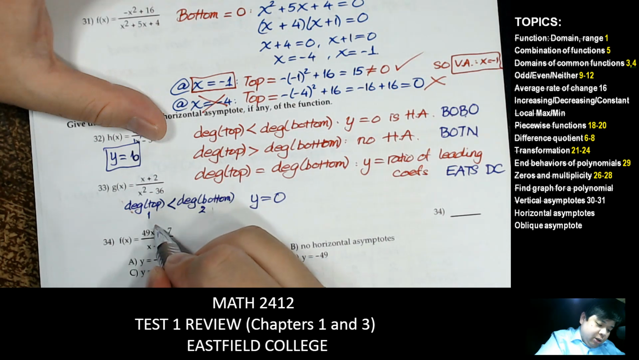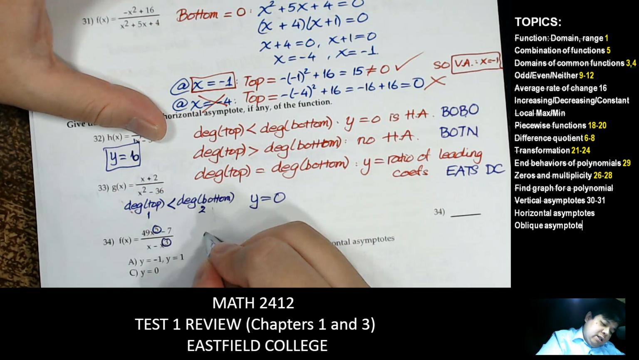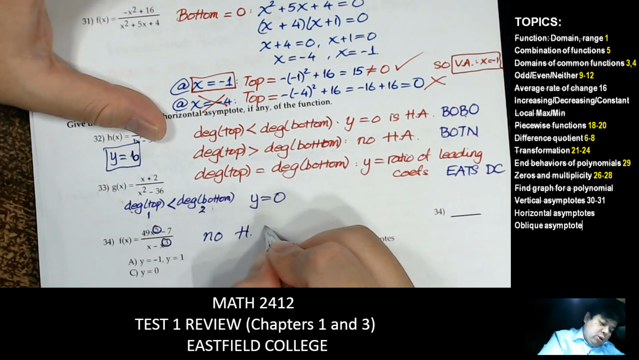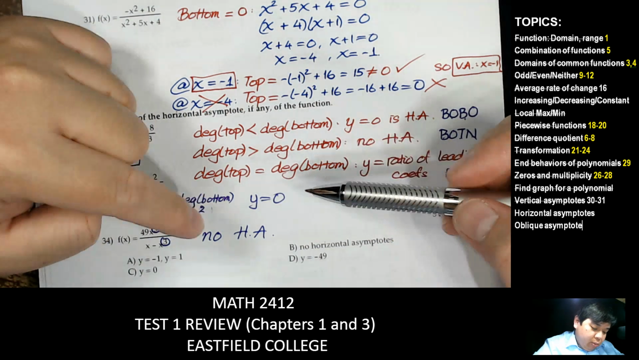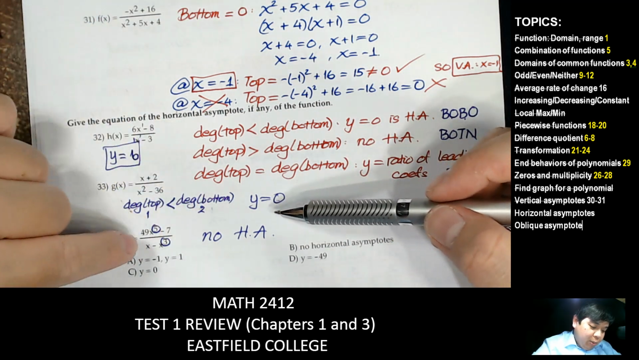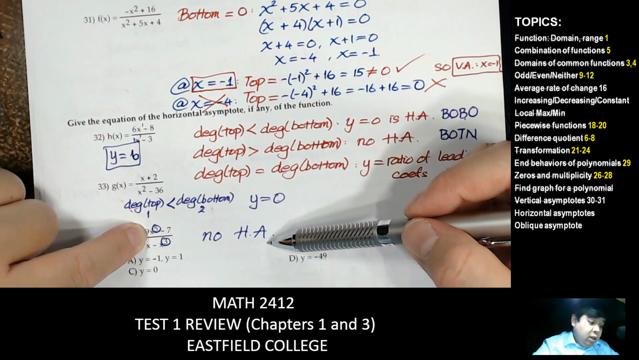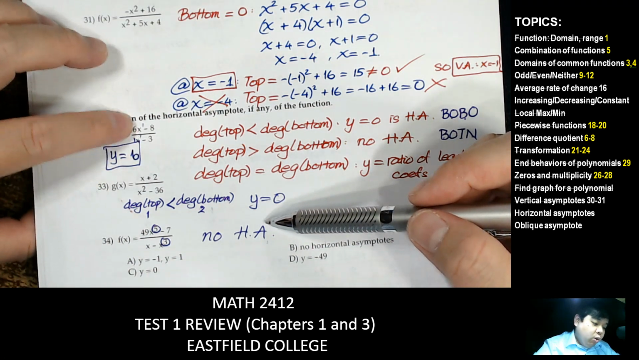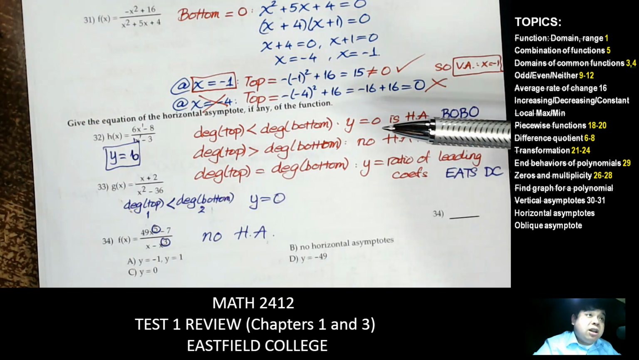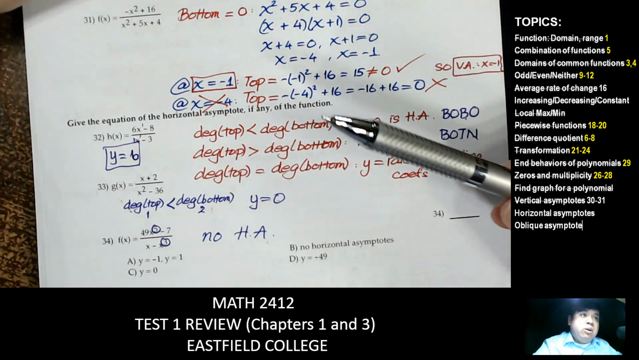And here, degree on top is 5, the bottom is 3. Bigger on the top, there will be no horizontal asymptote. So it's very straightforward. Bigger on the bottom, y equal to 0. Bigger on the top, there will be none. And if they're equal, we just divide the highest coefficients. So these are the 3 scenarios.